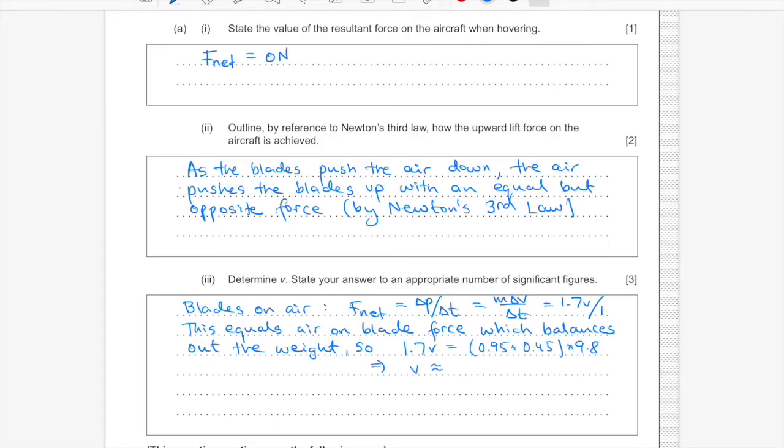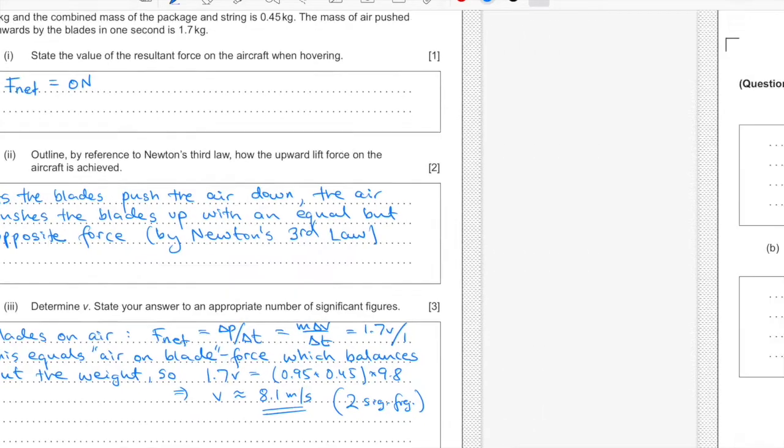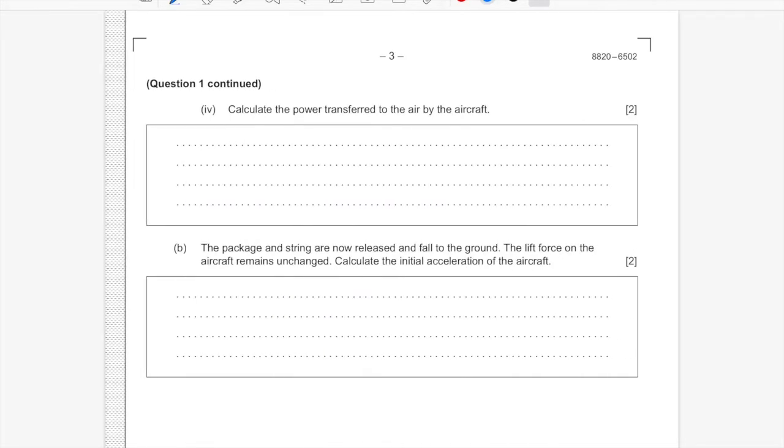We have to give our answer to an appropriate number of significant figures, and you can see all values have 2 significant figures. So we're going to leave our answer expressed in 2 significant figures as well. You get a point for giving the correct number of significant figures here, because they specifically asked for it.